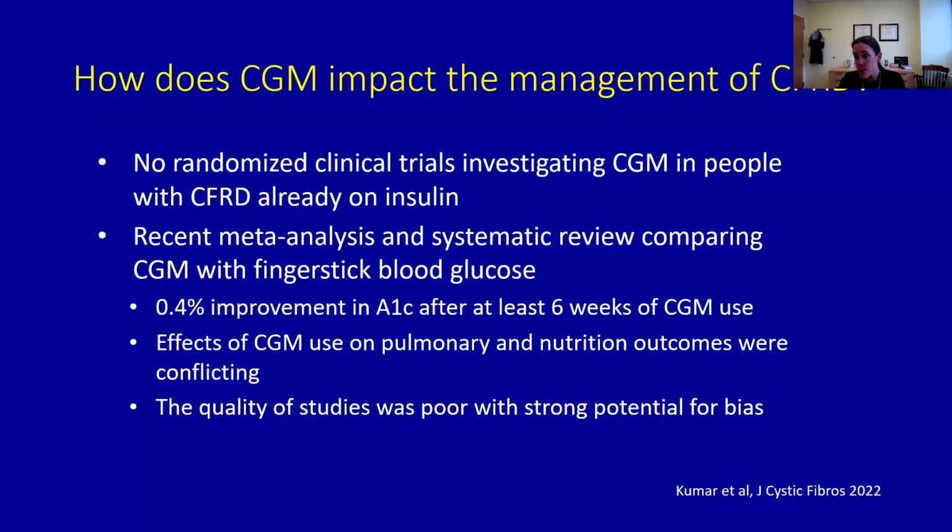The effects of CGM use on pulmonary and nutritional outcomes were conflicting, but unfortunately, there's not that much we can conclude from this because the quality of the studies was poor with a very strong potential for bias. So really, we do need more data.